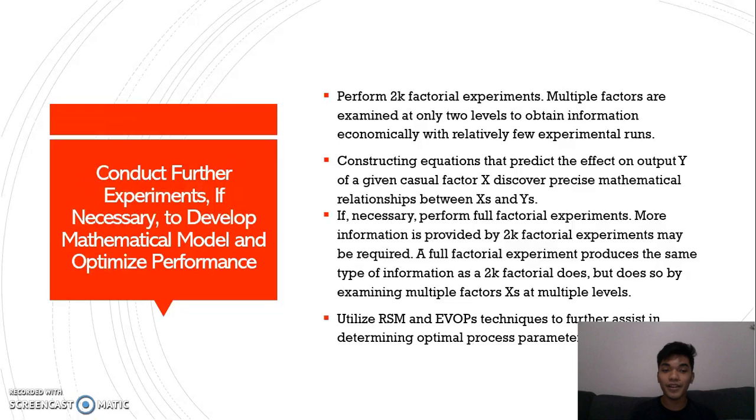Constructing equations that predict the effect on output y of a given causal factor x discovers precise mathematical relationships between x and y. If necessary, perform full factorial experiments. More information is provided by two-level factorial experiments, and a full factorial experiment produces the same type of information as 2^k factorial does. So, we must utilize RSM and EVOP techniques to further assist in determining optimal process parameters.